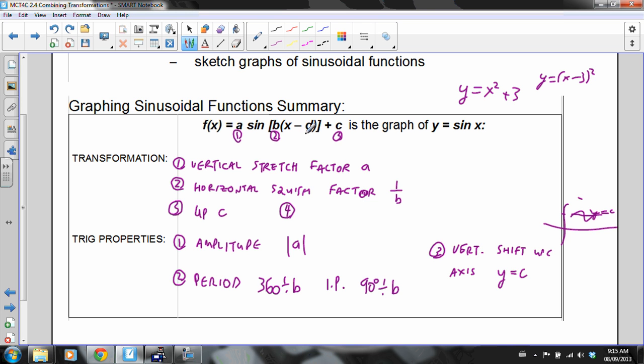All right, lastly, in with the X, I was talking about that fourth one, that's just moved it right, doesn't it? Right, B units. And the trig property that we think of, that's a phase shift. Good. All right, let's put this to use now.